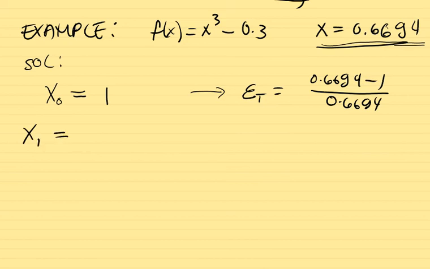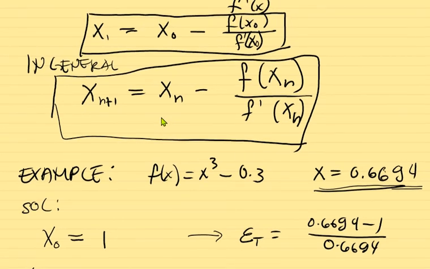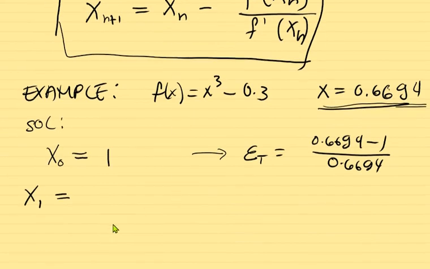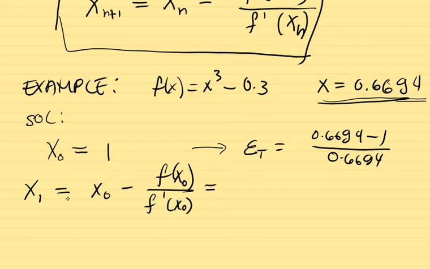So what will be our x1? From our formula, x1 is equal to x0 minus f of x0 divided by f prime of x0. Our n here is equal to 0, so n plus 1 is equal to 1. So here, this will be x0 minus f of x0 all over f prime of x0. Okay, then we substitute what is x0.